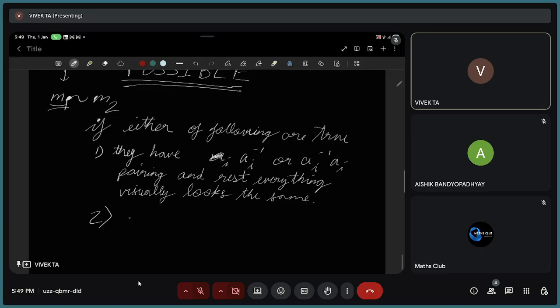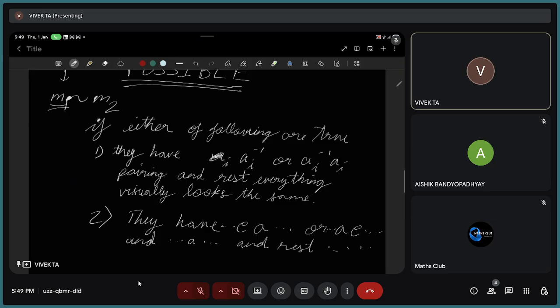Two, they have EA or AE, and A, and the rest everything looks the same. So the same thing.